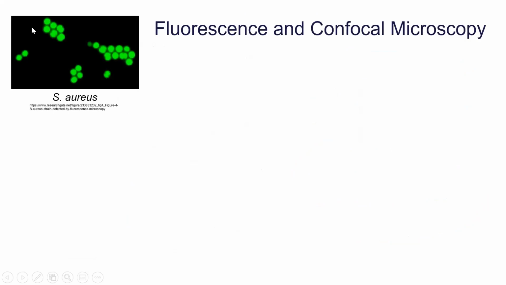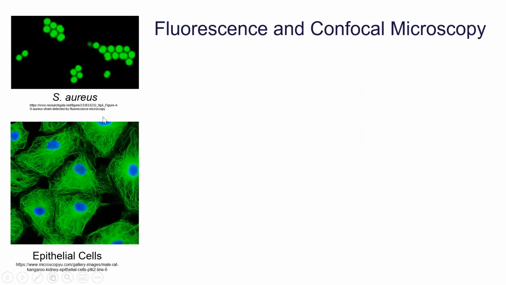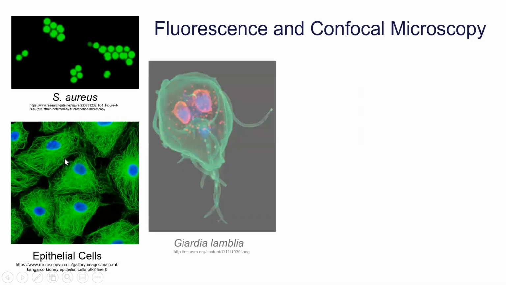So there's some Staphylococcus. Remember, Staphylococcus is clustered spheres, and you can see that they show up very nicely in that image. Check out some of these other images here. They're just absolutely incredible. There's some epithelial cells. You can see the nuclei are stained in one color, and the cytoskeleton is stained in another color. And you can make out the cells. It's just stunning, and the detail is really quite incredible.